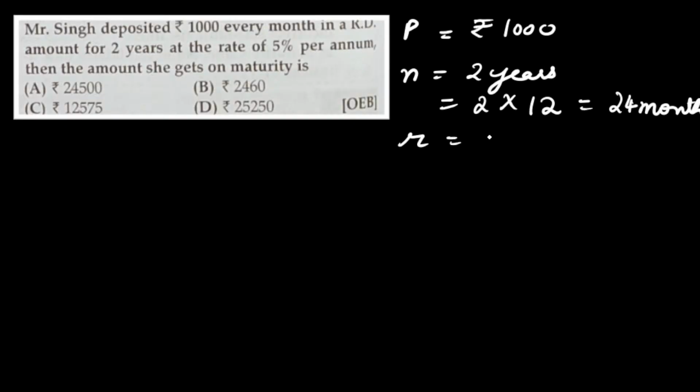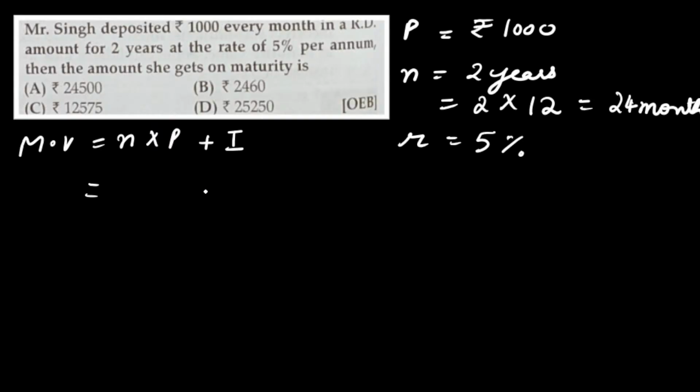R is also given to us, 5%. Then the amount she gets on maturity, we have to find. That means the maturity value we have to find in this question. So for the maturity value, we can use the direct formula we know. Maturity value is N into P plus I.